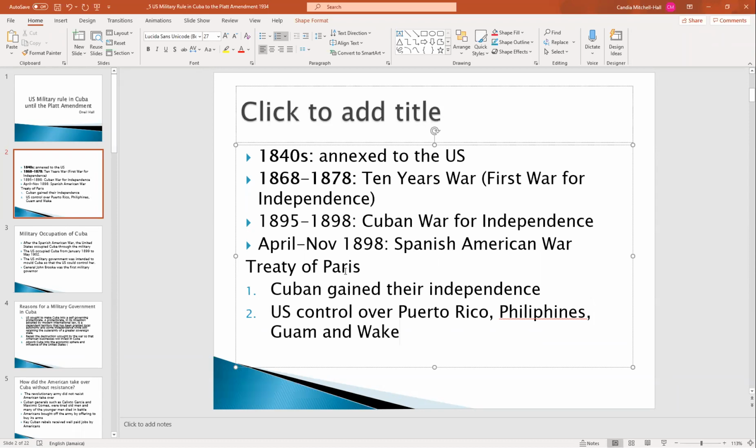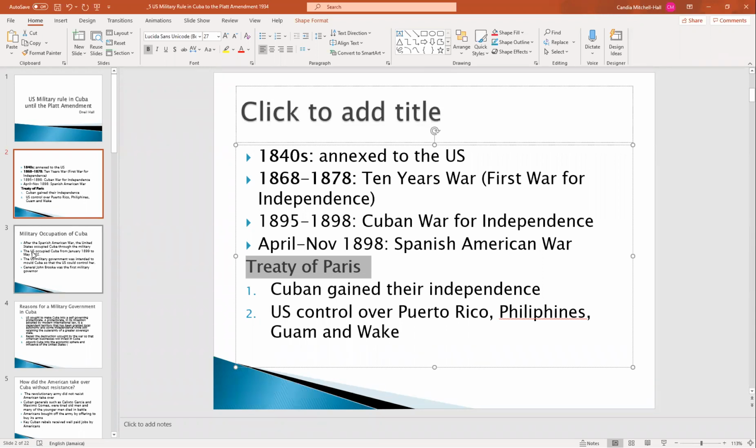The Spanish-American War was also called a splendid little war because it lasted only 4 months. So we have the Treaty of Paris, and the war had ended. Spain left. In fact, after this war, Spain had no colony in the Americas. Remember, they were the first to colonize, and the Americans put them out of business.